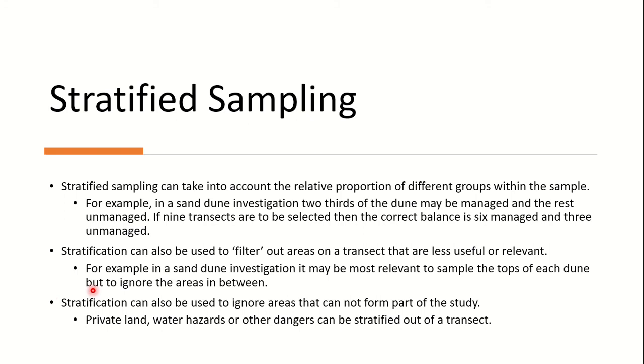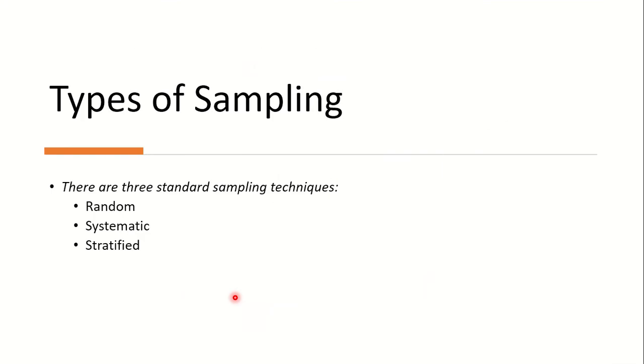So in summary, we have three types of sampling. Random sampling removes bias from our study. Systematic sampling provides rigor to our study. It allows us to be regular and to be systematic and to have a system that we apply to the collection of data. And stratification allows us to target areas, or rather ignore areas that are completely irrelevant, and to focus the data collection on the areas that are relevant.